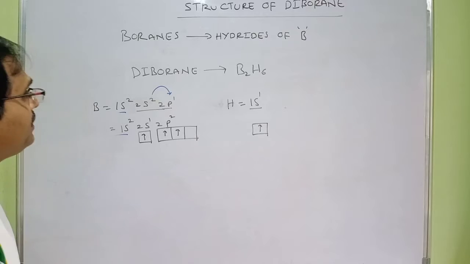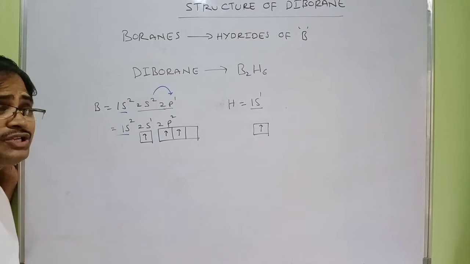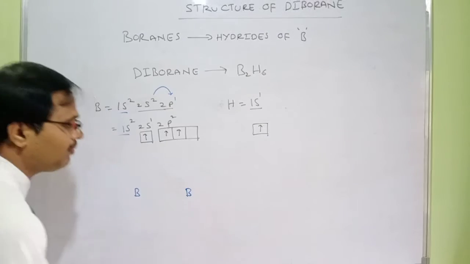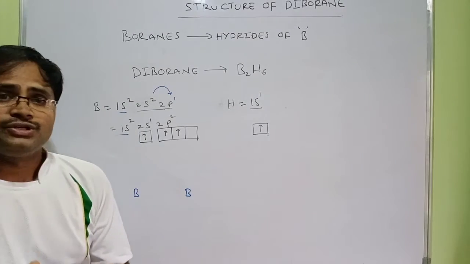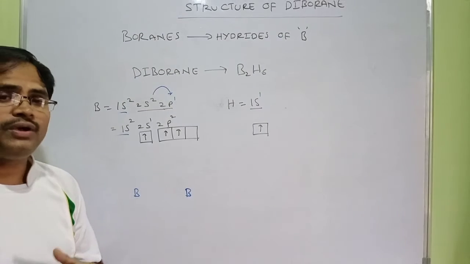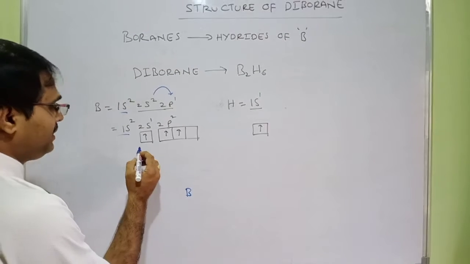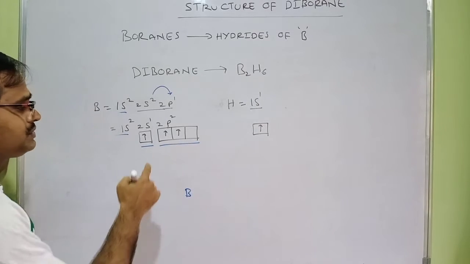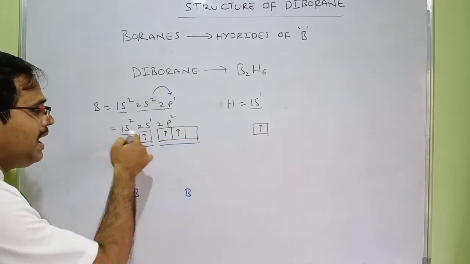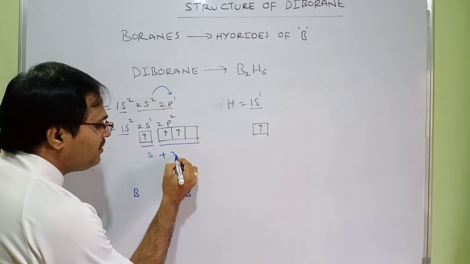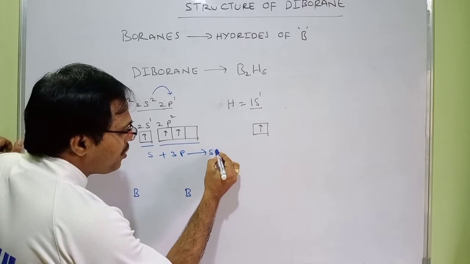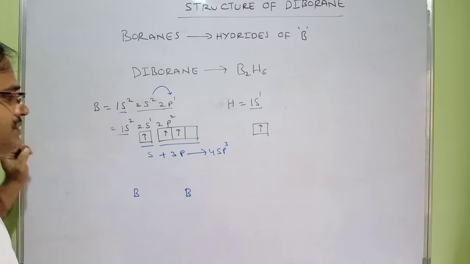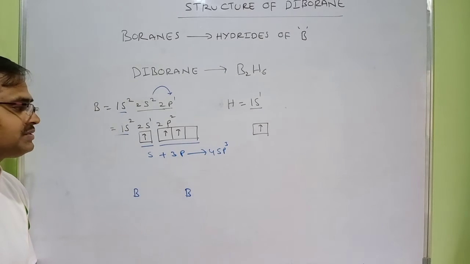So in diborane, how many borons do we have? Two borons, right? Let us take two borons here, one boron and one boron. In diborane, boron undergoes sp3 hybridization. How does it undergo sp3 hybridization? See here, in the valence shell you have one s orbital and 3 p orbitals. One s orbital will mix with 3 p orbitals and gives out 4 sp3 hybridized orbitals.